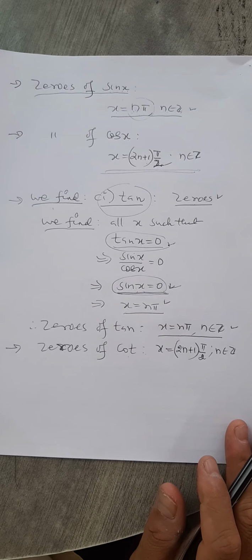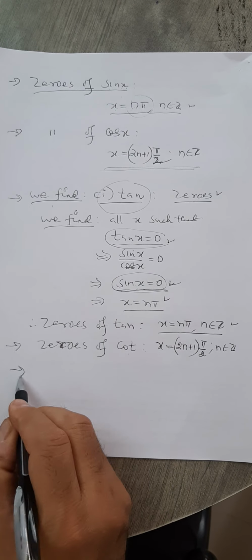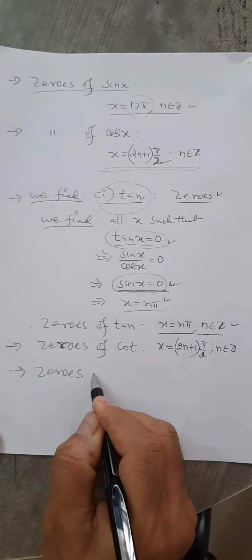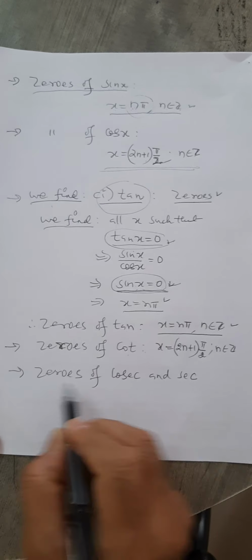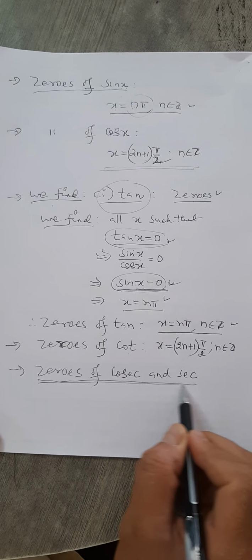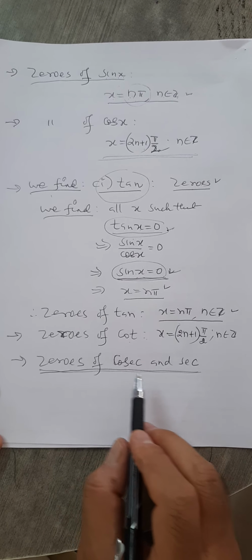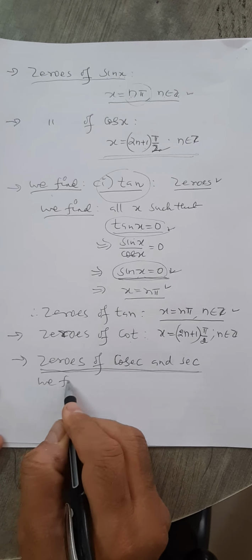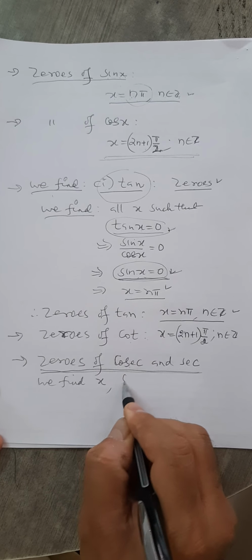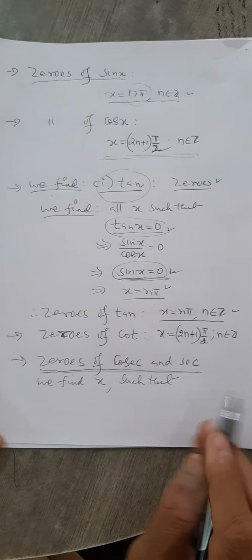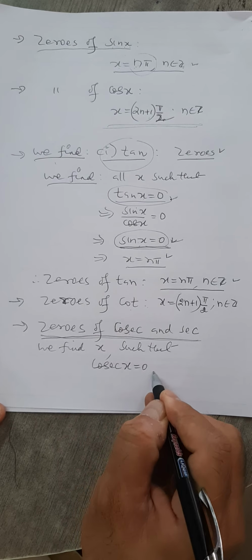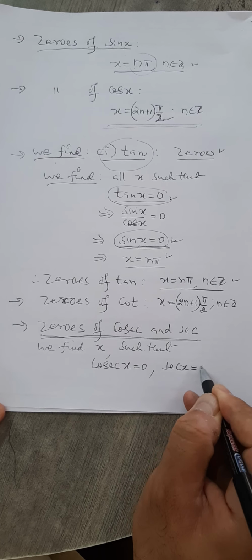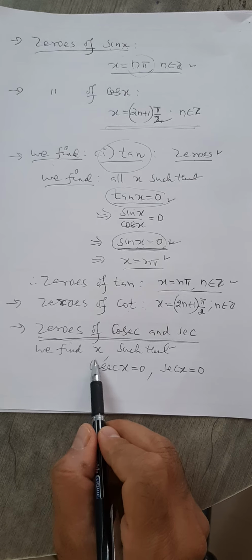Then next question comes to zeros of which function? Cosec function. Zeros of, let me write both, cosec and sec. Zeros of cosec and sec. Now what do we mean by zeros of cosec and sec? We find x such that, all possible angle x, such that cosec x becomes 0 and similarly sec x becomes 0. Now you just need to recall the range of cosec and sec.